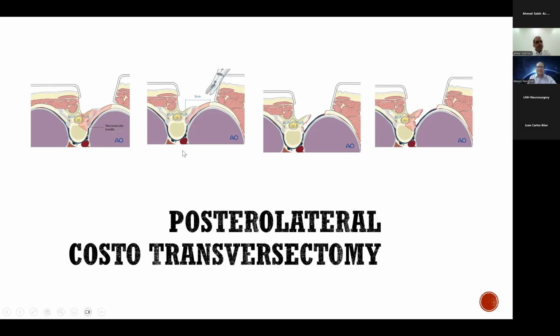In a posterolateral costotransversectomy, one reflects the muscle from midline laterally, or one can do a transverse cut through the erector spinae along the rib, whereas in lateral extracavitary, one works lateral to the erector spinae muscles.